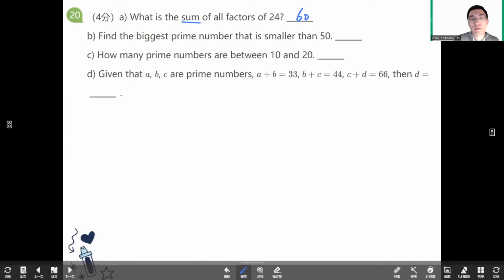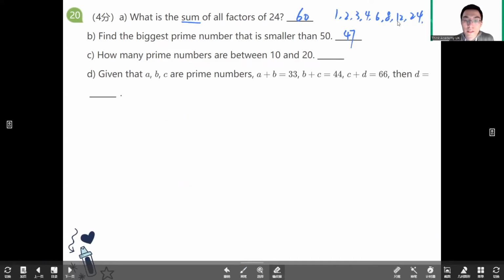Okay, I'll write the factors of 24 over here. So it's 1, 2, 3, and then 4, 6, 8, 12, 24. And then find the biggest prime number that is smaller than 50. So we start with 50 and we go in the opposite direction. Think about 49. Is 49 a prime number? No, it's not. It's 7 squared, so it's 7 times 7. Think about 48. Nope, even number, will never be a prime number. Think about 47. That's it. That is the biggest prime number that is smaller than 50.